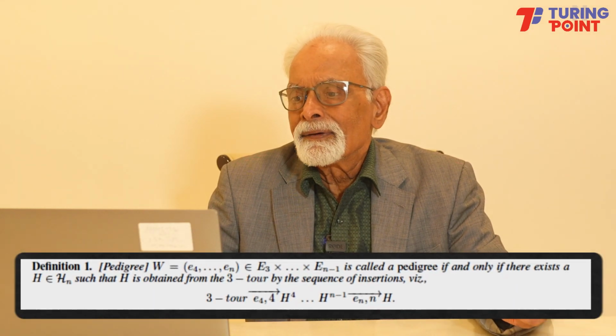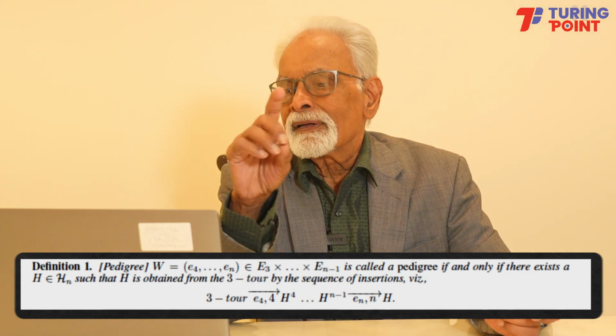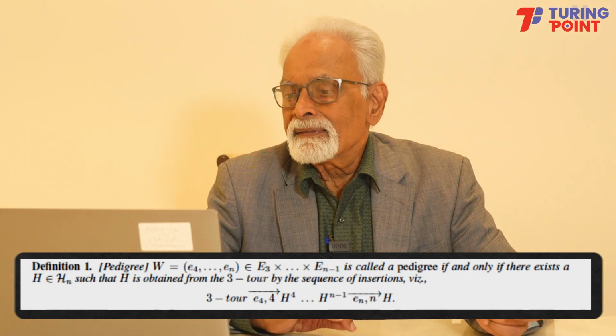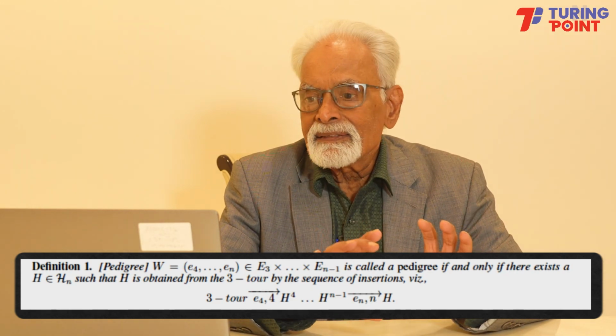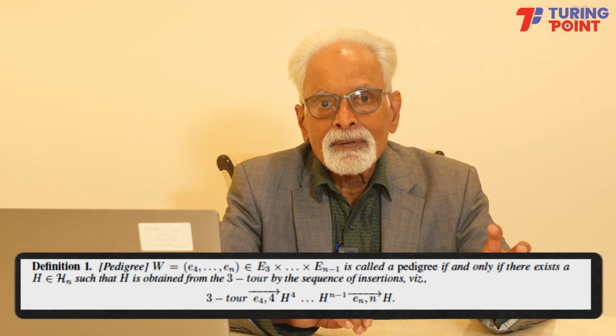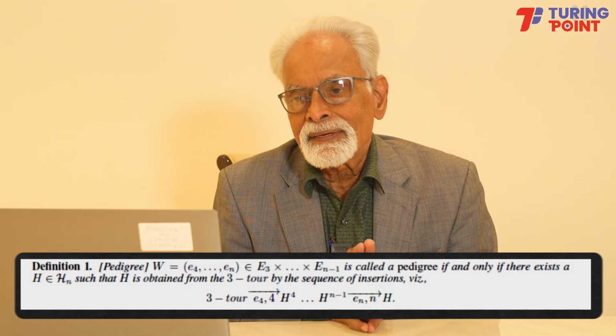So the pedigree can be now defined as the edges which are selected for insertion, that is E4, E5, etc., En, coming from the different sets of possible edges, is called the pedigree if and only if there exists an H belonging to Hn such that H is obtained from 3 tour by a sequence of insertions. So this is an equivalent definition of pedigree, but this is what motivated me to define pedigree in the first place, as I have given earlier.